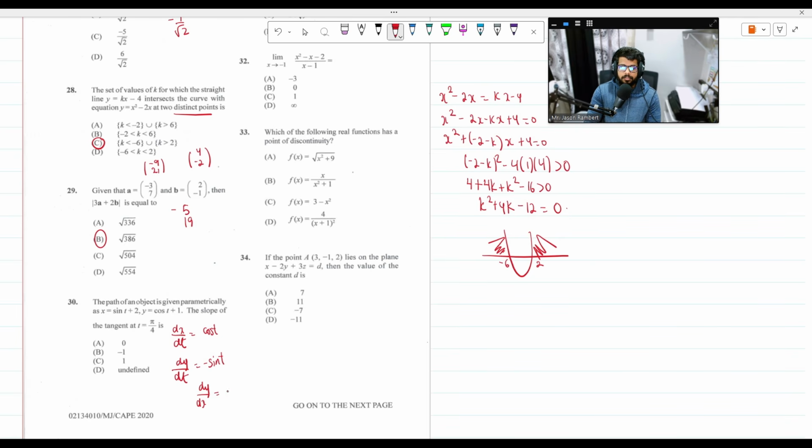dy dx is dy dt multiplied by dt dx. So it's going to be minus sine t divided by cos t, because I have dx dt and I want to get what dt dx is. So I just flip it, right? And from here, you don't even have to do anything fancy. This is minus tan t, and when t is pi on 4, minus tan of pi on 4 is going to be minus 1.